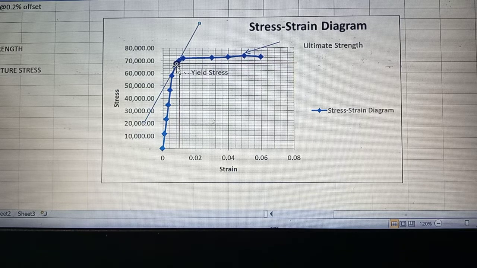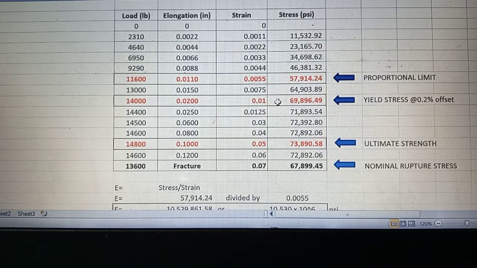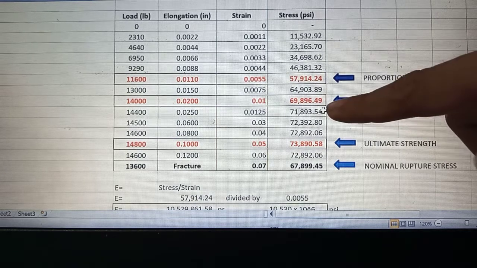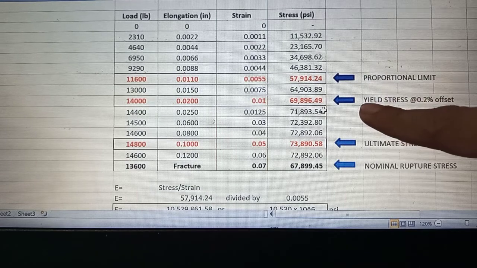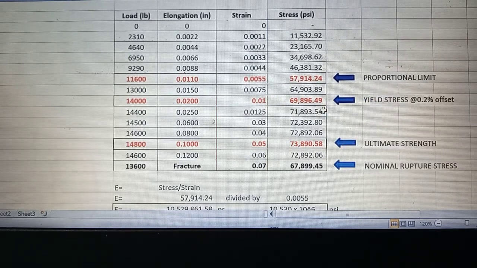So that is your yield stress. But here, by just looking upon the diagram, the nearest value is here. That's why our answer for the yield stress is approximately 69,896.49 psi. But somehow this is just an approximation.